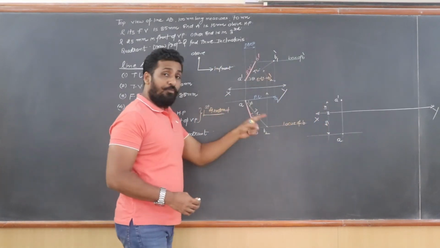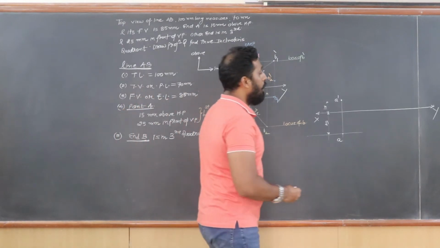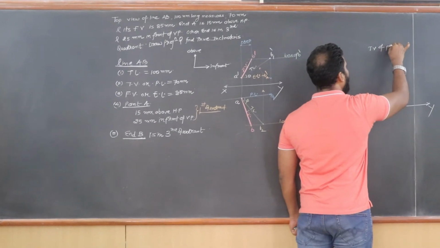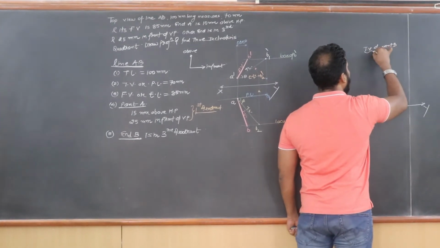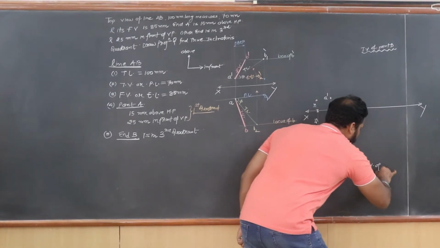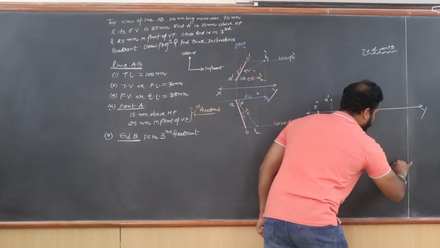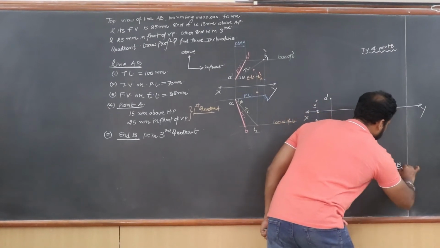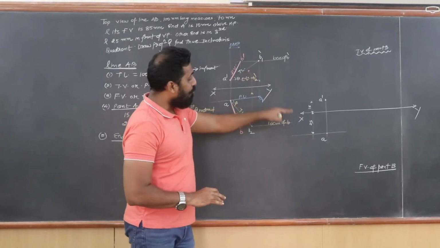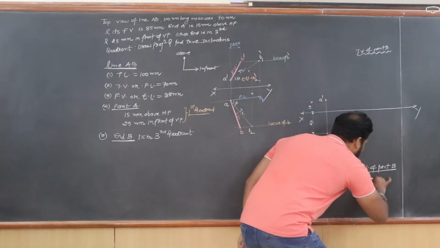And the locus of B, it is in the third quadrant, so that means the top view will be above the XY line. So I can write here: top view of point B above the XY line, and front view of point B below the XY line. That means the locus of B dash is going to come somewhere below the XY line. I don't know where, but below the XY line.